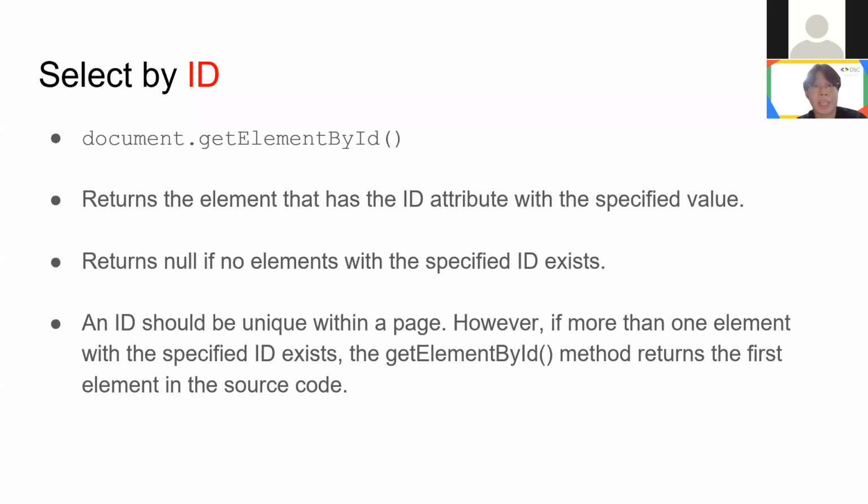One of them is getElementById, which returns the element that has an ID attribute with a specified value. So if there is no ID that is specified in the parameter inside here, then it returns null. If more than one element has that specified ID, which shouldn't be the case, then this method will return the first element in the source code.